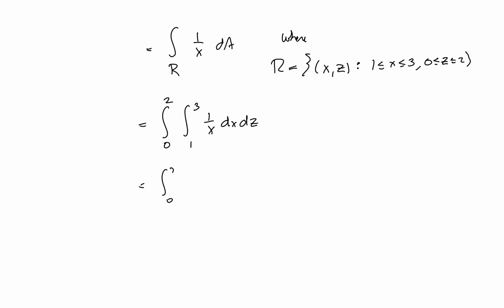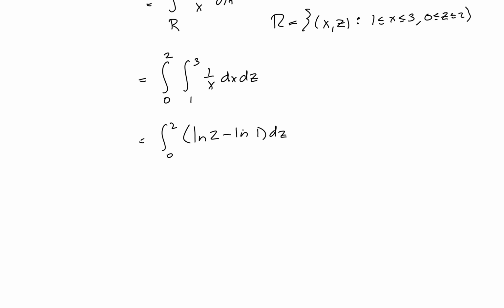And so this is the integral from 0 to 2 of natural log of 2 minus natural log of 1 dz. Oh, it's going from 1 to 3, so sorry, it should be a 3 here. So it should be 2 natural log of 3.